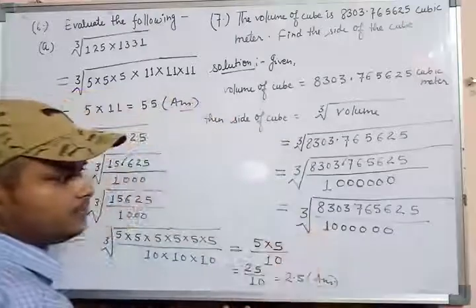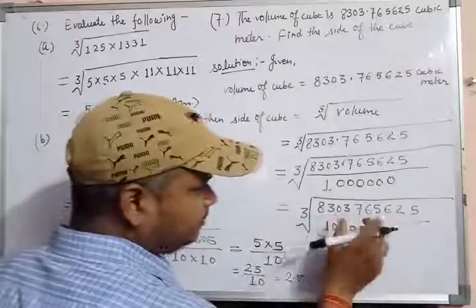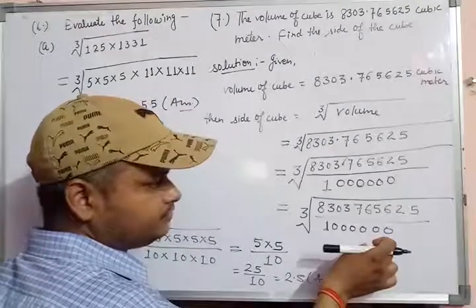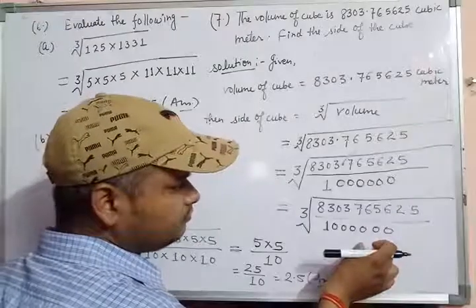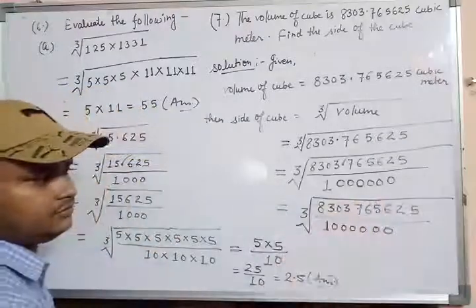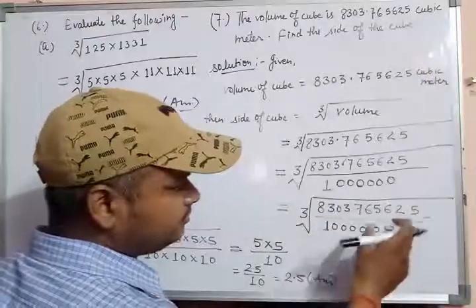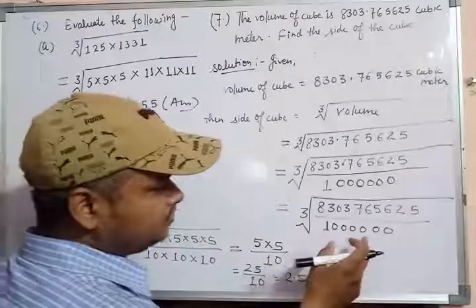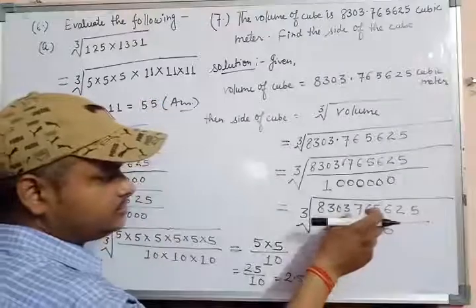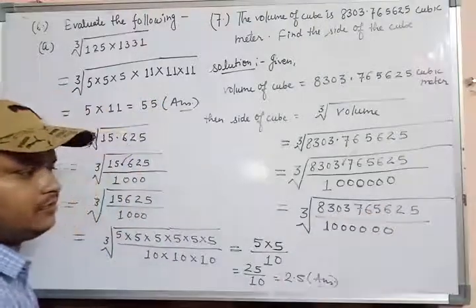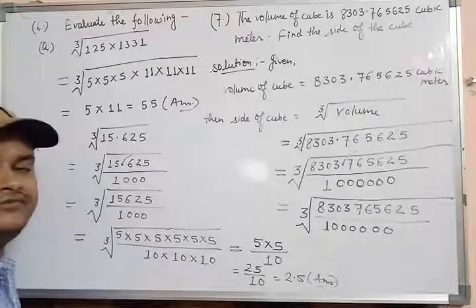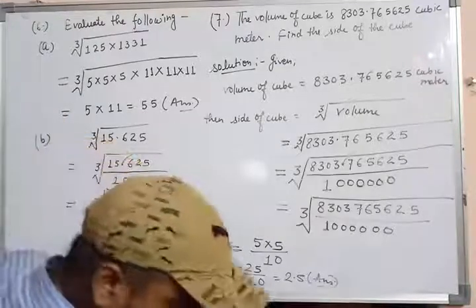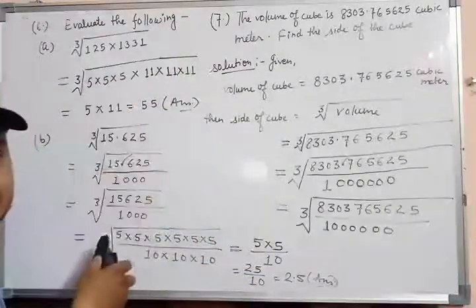Okay, so student, you have to find the prime factorization of this number and of this number. If this number is very large and you want to find the factors of this numerator, then first of all you have to find the prime factors by the division method. So I am removing this part. You have to write this part.